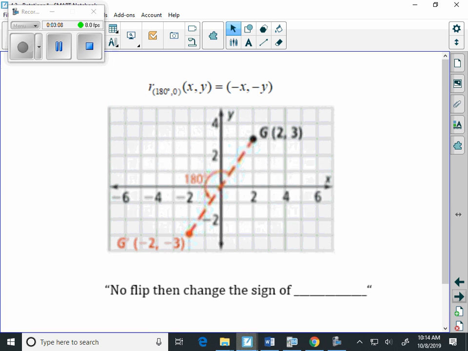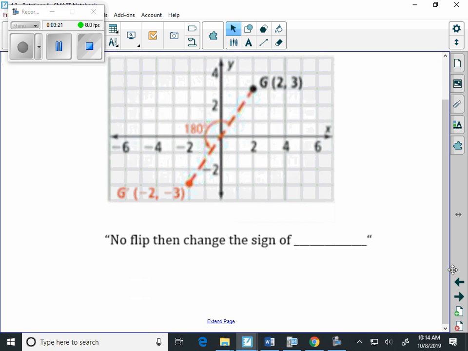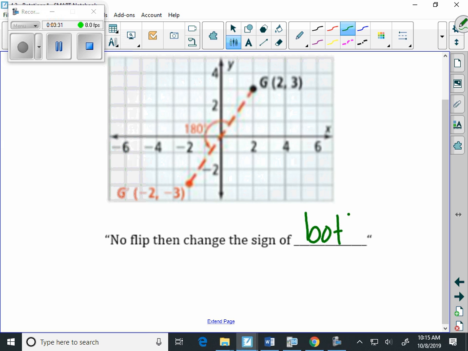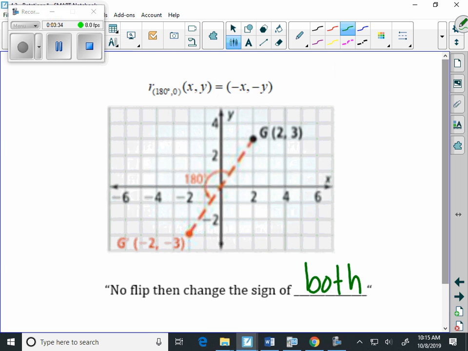If we're rotating 180 degrees counterclockwise, then the point (x, y), when we rotate it, is going to be the point (negative x, negative y). In other words, when we're rotating 180 degrees counterclockwise, we don't flip the point, but we change the sign of both. Again, look, (x, y) doesn't change any order there. It's just that (x, y) becomes (negative x, negative y) if we want to rotate this 180 degrees.